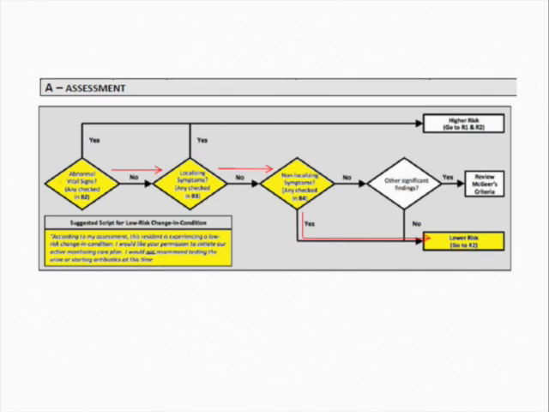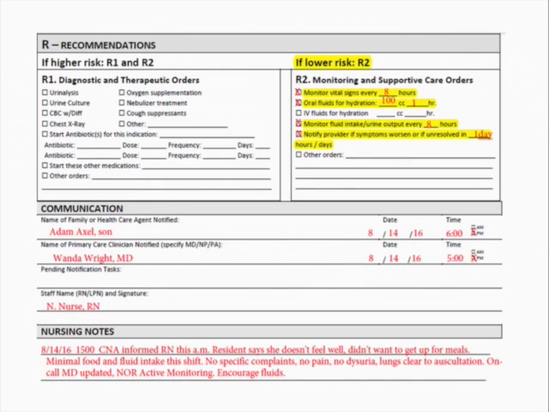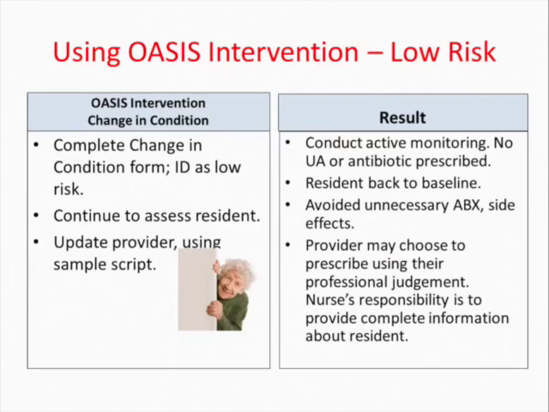As this may be a new process, if the resident is determined to be at a lower risk of infection, you may use the suggested script found in the lower left corner of the assessment section to share your assessment with the provider. Proceeding to the second page, section R2 suggests recommended monitoring and supportive care orders to follow instead of obtaining a urinalysis or starting an antibiotic. This is followed by a section where you can document what notifications and communications were made, as well as space for nurses' notes.